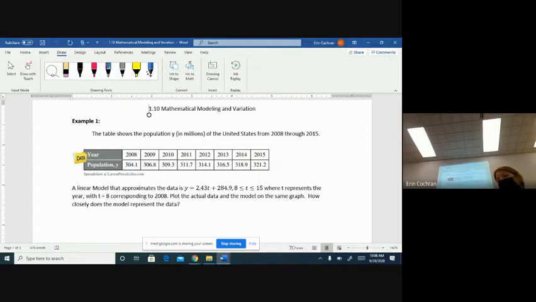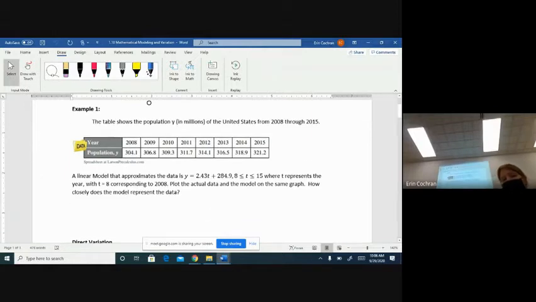This is kind of looking at a scatter plot with correlation, that kind of stuff. Okay, the table shows the population Y in millions of the United States from 2008 through 2015. A linear model that represents the data is Y equals 2.43T plus 284.9, where T is between 8 and 15, which is our years. Okay, since we're starting 2008 to 2015, that's why that restriction's there, okay?